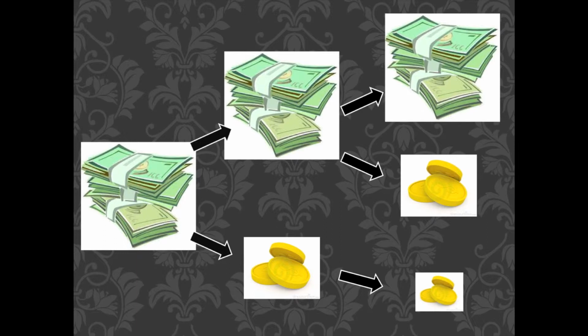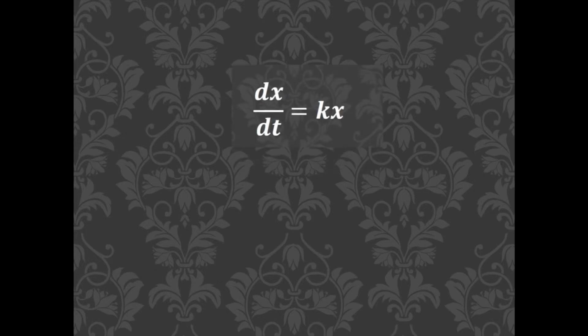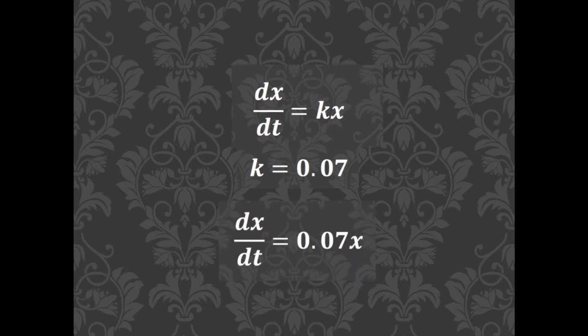If it is said that it is a 7% continuous compound interest, then the money is growing at a rate of 7% instantaneously. The instantaneous rate of growth is denoted by dx/dt and is proportional to the amount of money x. We notice that this is a growth problem. The constant of proportionality would be the interest rate 0.07 and we derive the equation dx/dt = 0.07x.